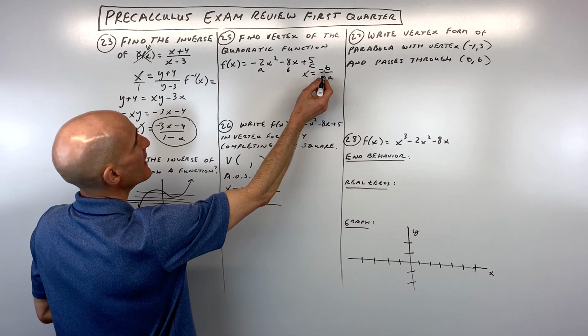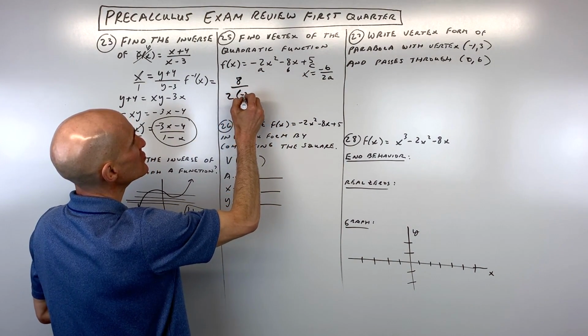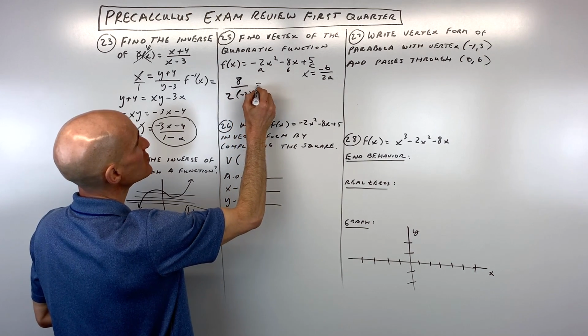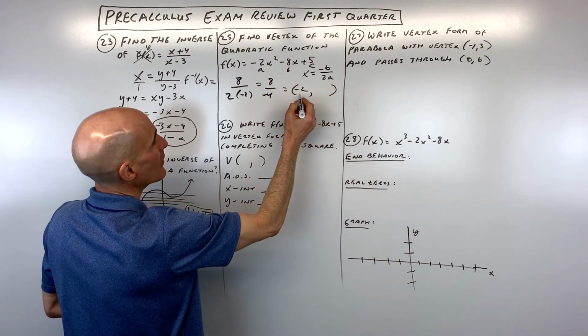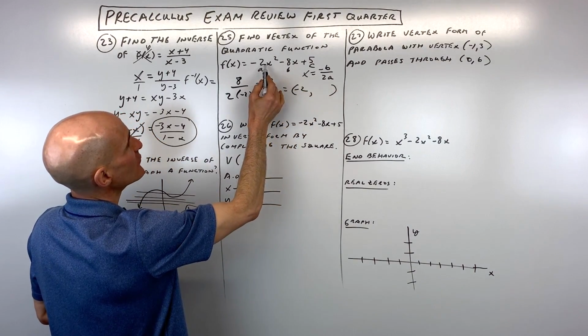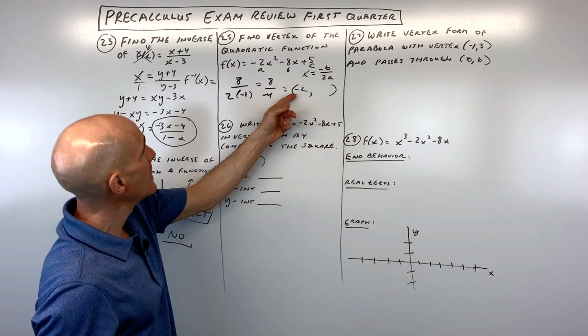So for this one, negative b is the opposite of b. That's going to be 8 over 2 times a, which is 2 times negative 2. This is negative 4, so we have 8 over negative 4, which equals negative 2. Now, negative 2, that's the x-coordinate of the vertex. If we put it back in, we can solve for f of x, which is the y-coordinate of the vertex. So let's go ahead and do that.